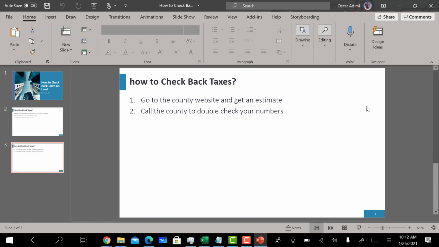But how do you check for back taxes? All you have to do is go to the county website and get an estimate. You get an estimate. I'm going to show you right now how to do it.